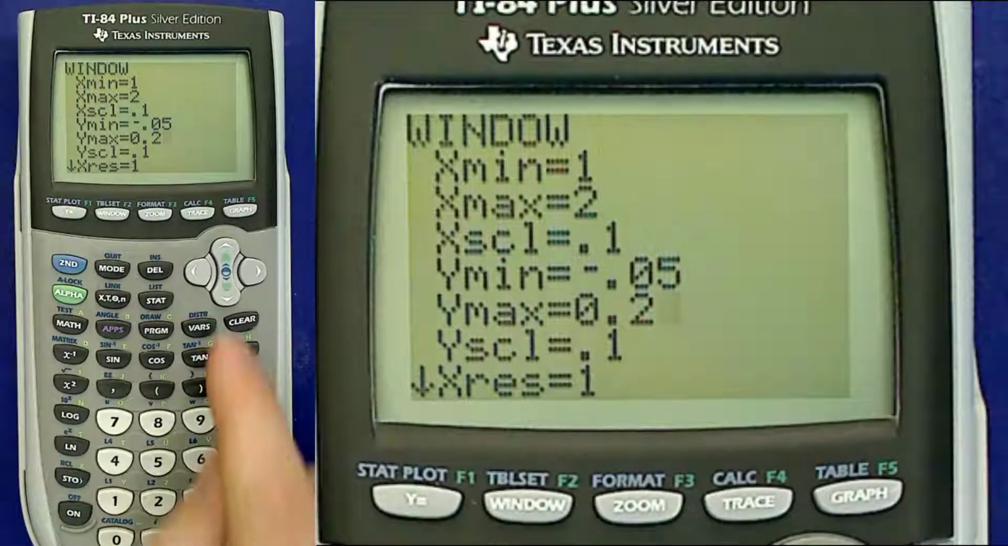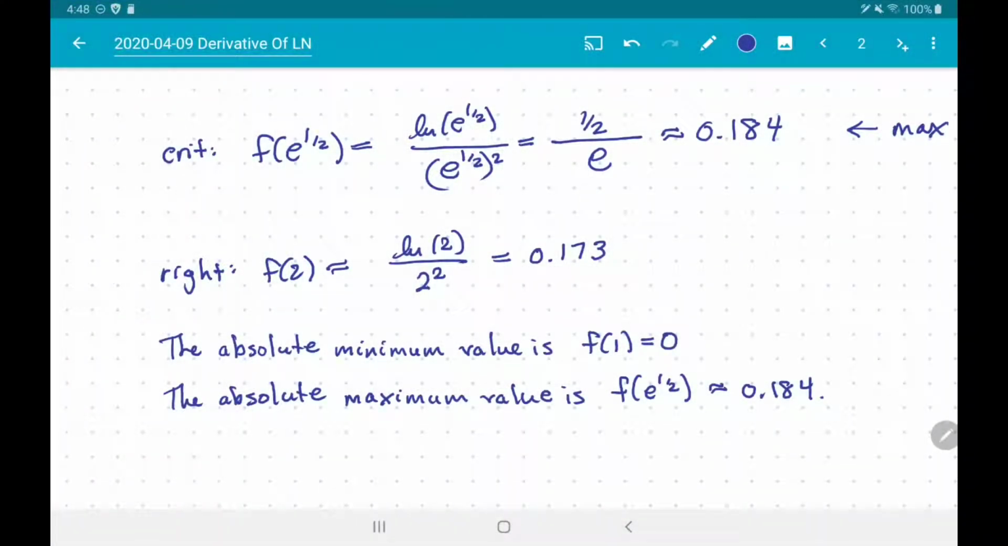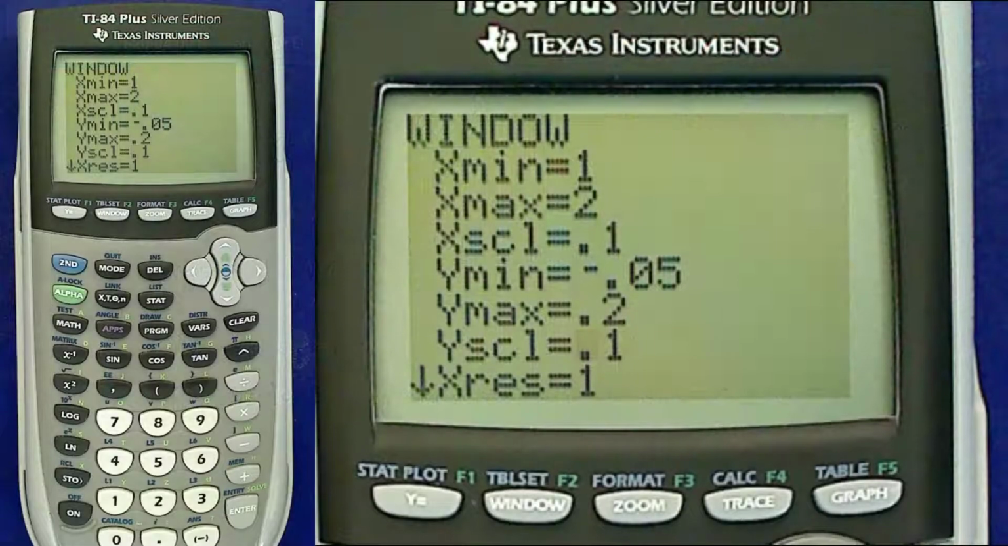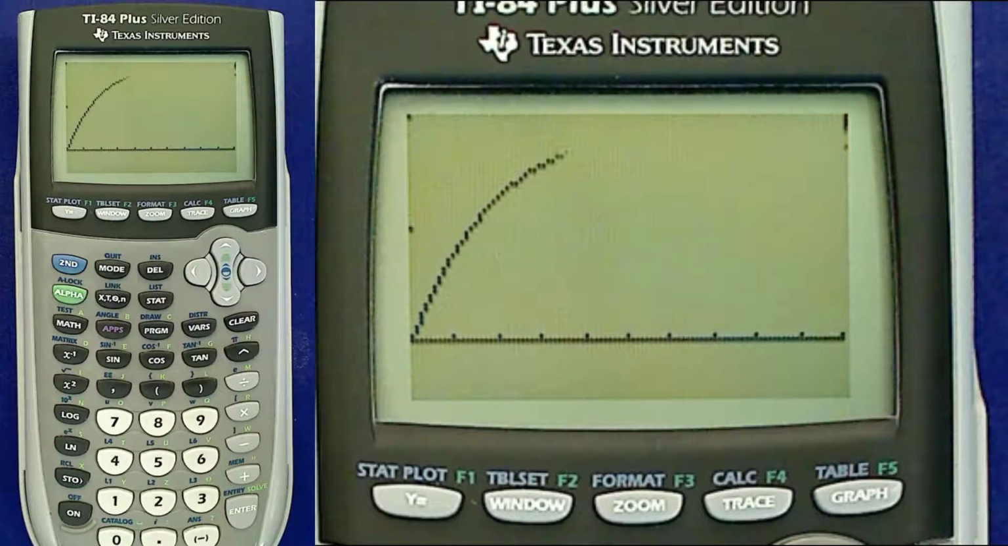The reason for that is that if you look back at our absolute maximum and minimum calculation, we found that the absolute minimum value was 0 and the absolute maximum value was 0.184. So by going a little bit below the 0, that's the negative 0.05, and a little bit above the 0.184, that's the 0.2, that should give me a good picture of the whole graph on this domain. And yeah, 0.1 is probably okay for the y-scale. So now we'll hit the graph button and see what we get.